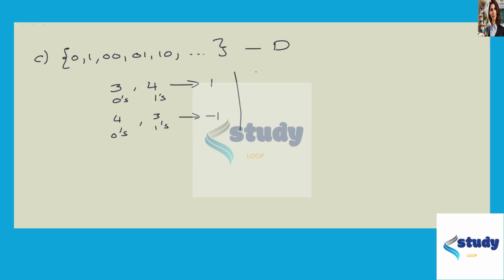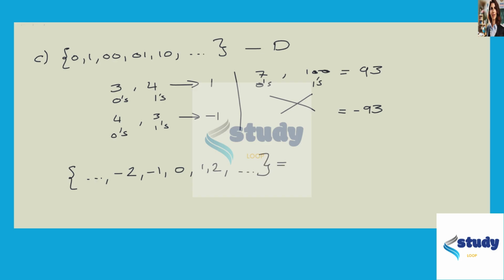Similarly, you could have 7 zeros and 100 ones. And this will give you, I think, 93, and you can do the opposite, and you get negative 93. So for every positive number, you can also get the negative of it. So your range will just be, and so on, minus 2, minus 1, 0, 1, 2, and so on, which is just your integers.